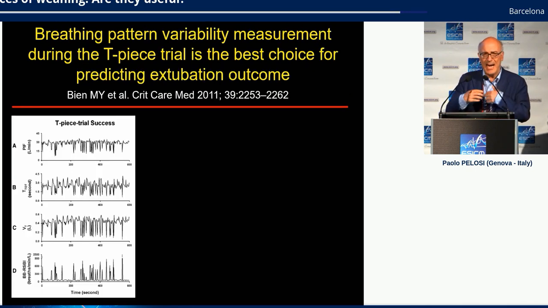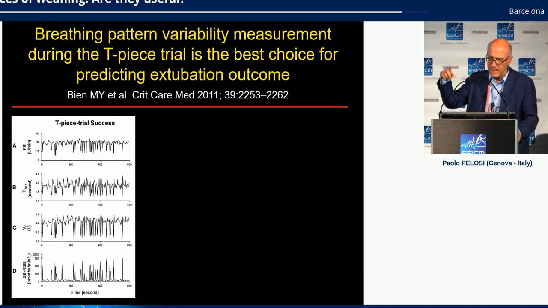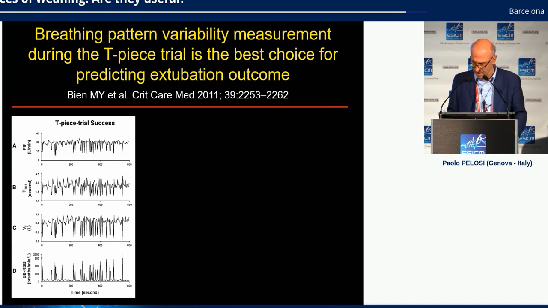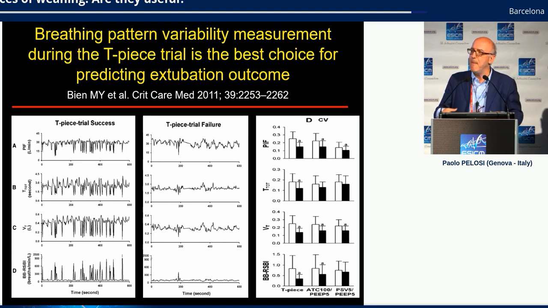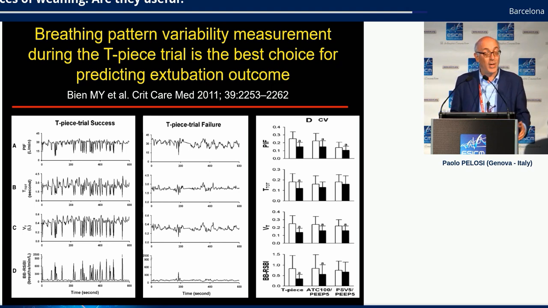Then there are other more complicated aspects, but this is for the future: the variability. You see here, in a T-piece trial success, you have a lot of variability in peak inspiratory flow, tidal volume, and rapid shallow breathing. This is not the case when we have a T-piece failure. You see the breathing pattern is much more flat, much less variable. Variability probably makes a difference also in the weaning evaluation, and this is not considered in the usual parameters.